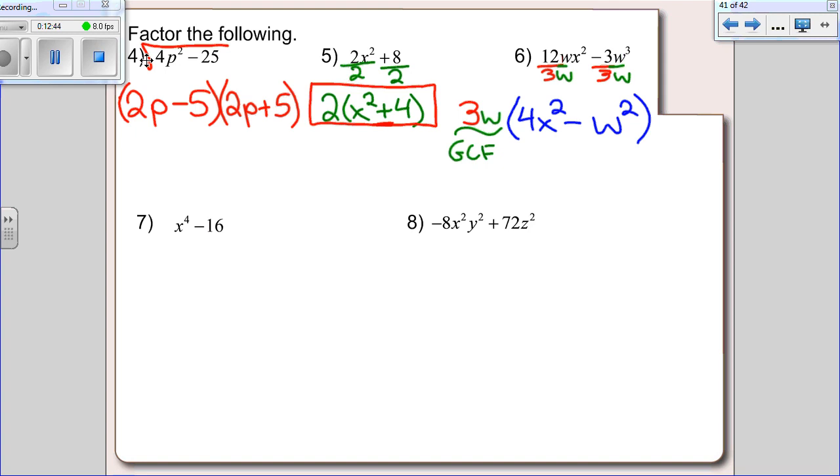Can I square root every single term in here? Can I square root 4? Can I square root x squared? Can I square root w squared? Then you do have a difference of squares, and you can square root it. Remember that the GCF is still going to stay out front, 3w. And then the other ones are going to turn into 2x minus w, 2x plus w. That's what you get when you square root it.